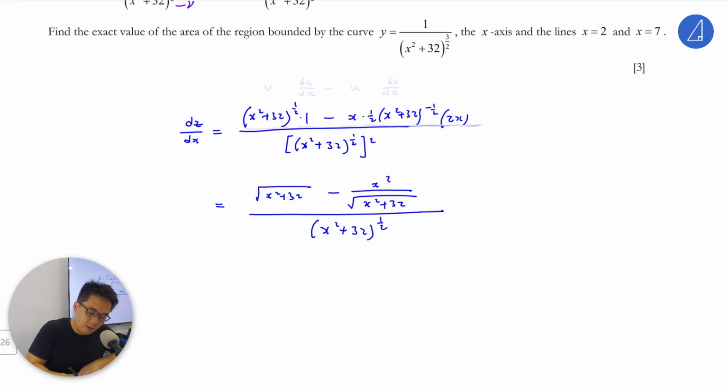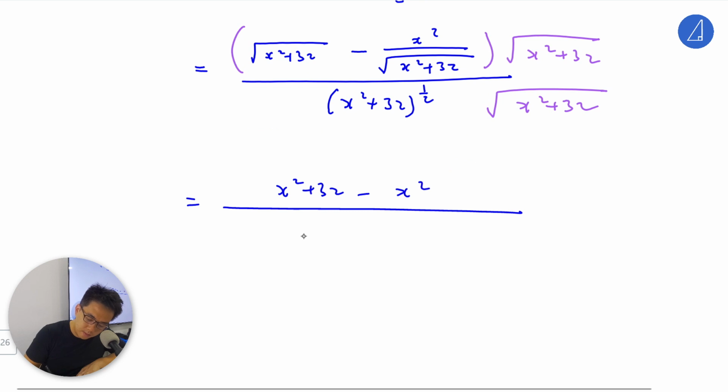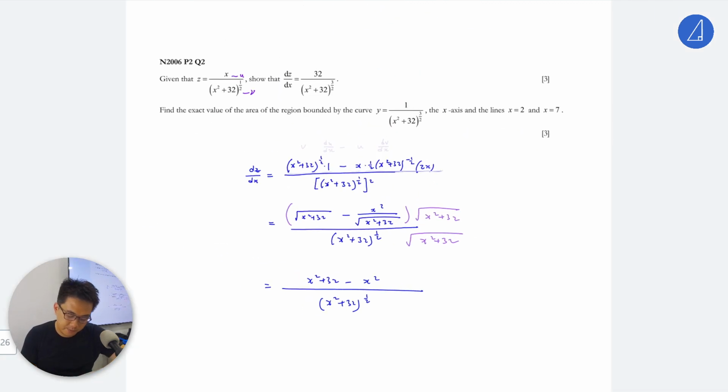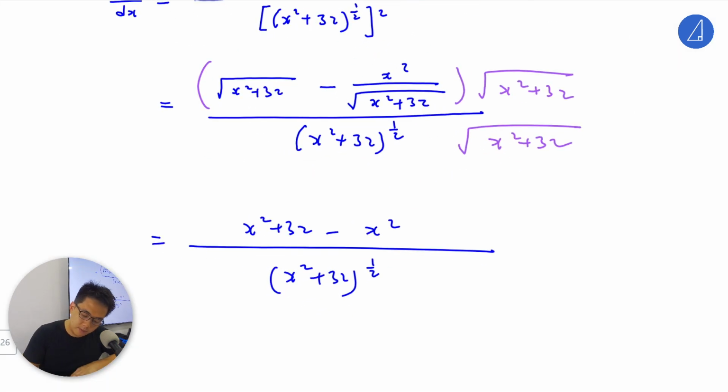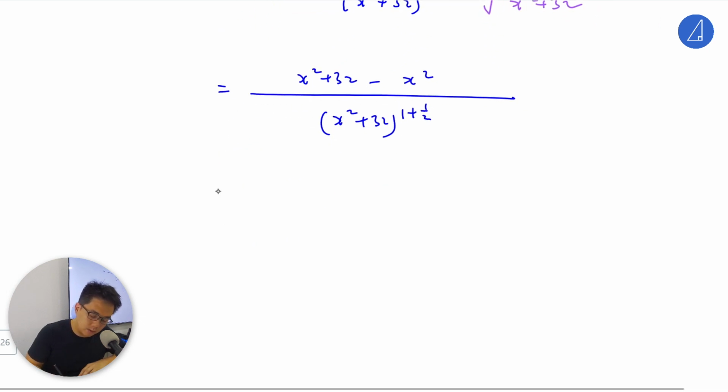Okay. Then what we do is we just multiply top and bottom by square root of x squared plus 32. Okay. Then you get this case here. Half plus half. Bottom is 1. Sorry. Is 1 plus half, 3 over 2. Okay, great.